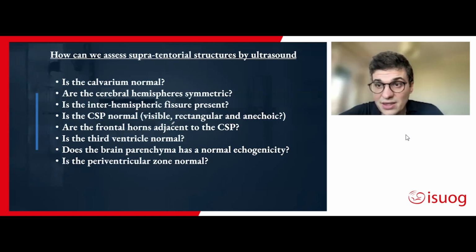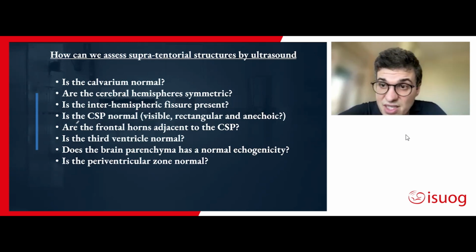And why is this classification important? Because if we look in detail at the strict relationship which the different parts of the brain have in the anterior part of the brain itself, we can actually confidently reach a diagnosis of callosal anomalies, also starting from the coronal view of the fetal brain. And which are these clinical questions? The first three are very obvious: is the calvarium normal, are the cerebral hemispheres symmetric, is the interhemispheric fissure present.